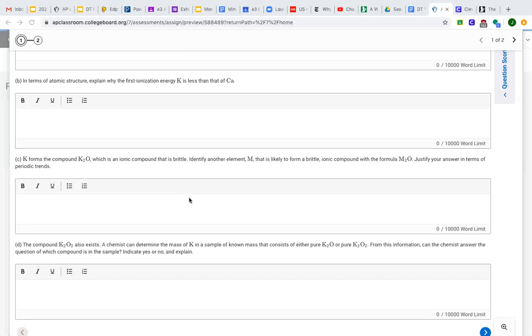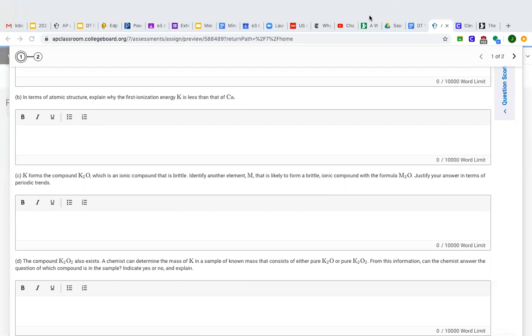So the compound K2O2 also exists. A chemist can determine the mass of K in a sample of known mass that consists of either pure K2O or pure K2O2. From this information, can the chemist answer the question of which compound is in the sample? Indicate yes or no and explain. Take about a minute or so to go through this one, and then we'll resume.